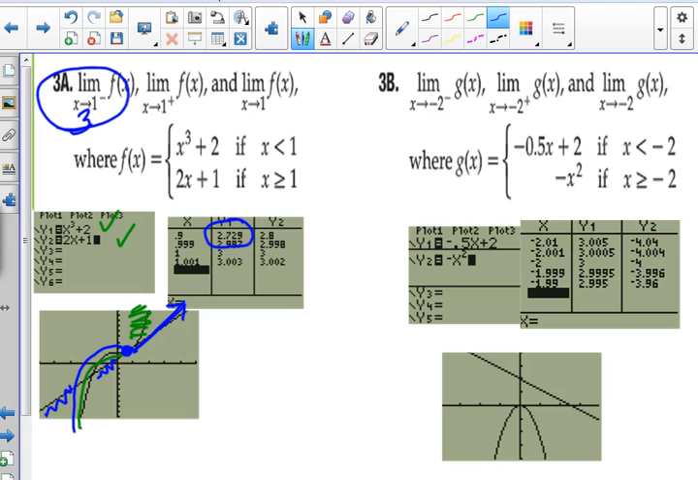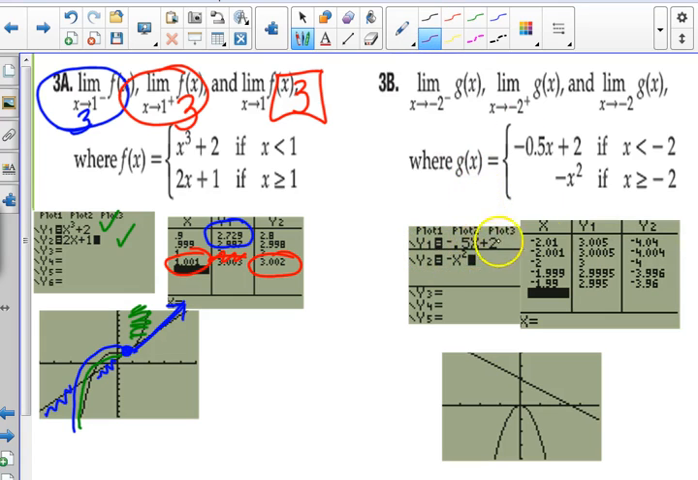Okay, from the right, some numbers just above 1 would be 1.01, 1.001, 1.0001, yes. And what happens? Actually, it's on the line, so it's approaching 3 still. So does it have a limit at 1? All of these were approaching 3, weren't they? All right, that was a little confusing.